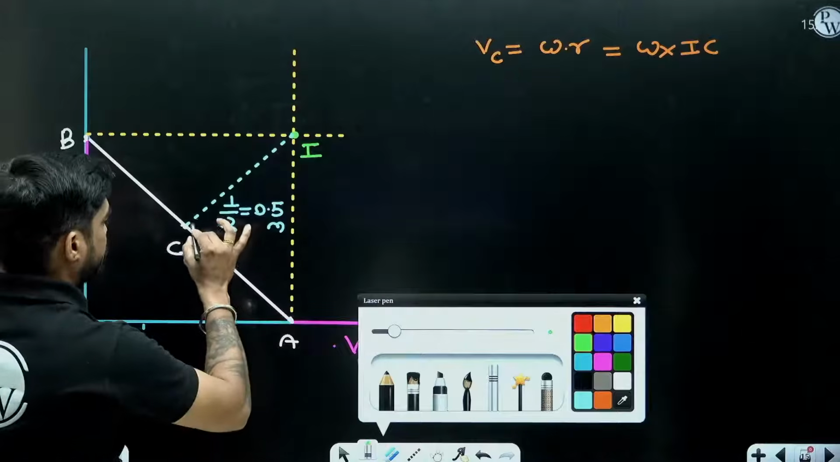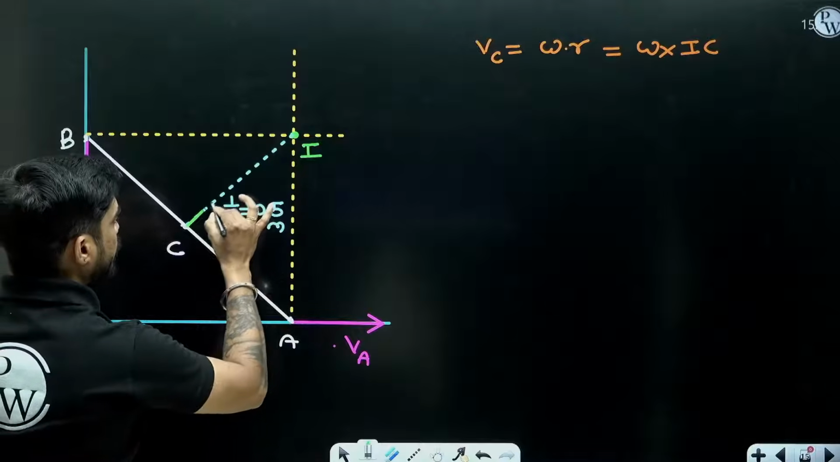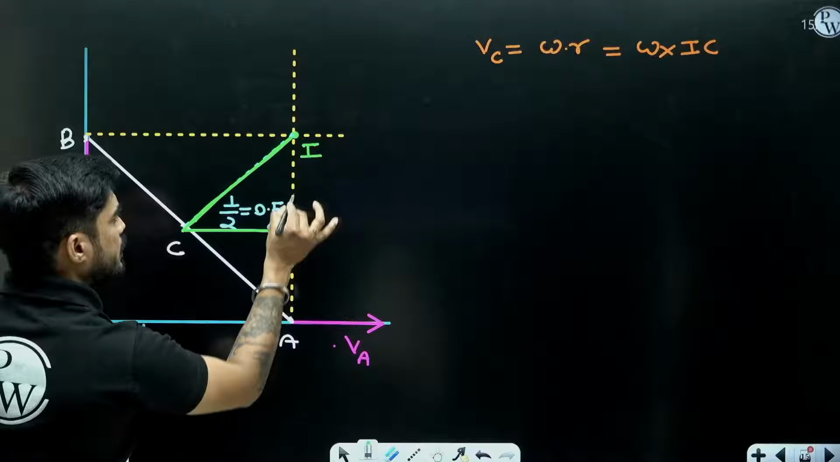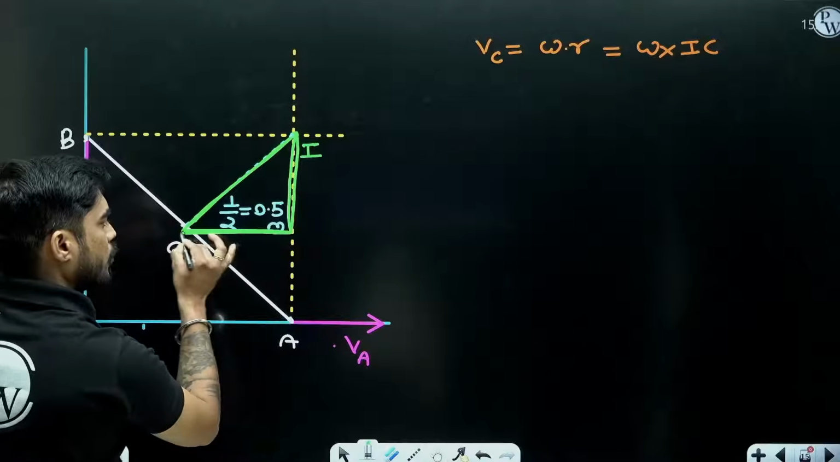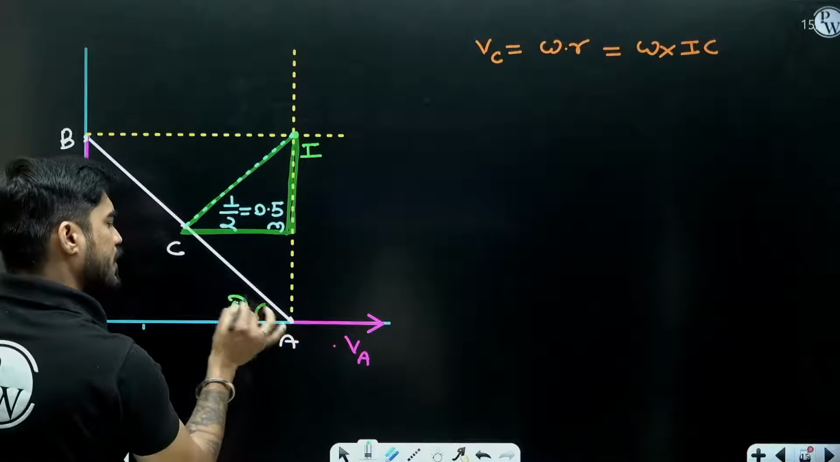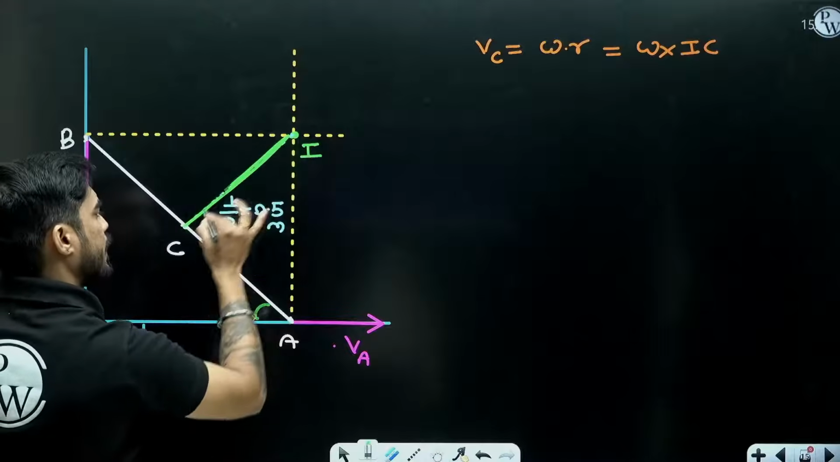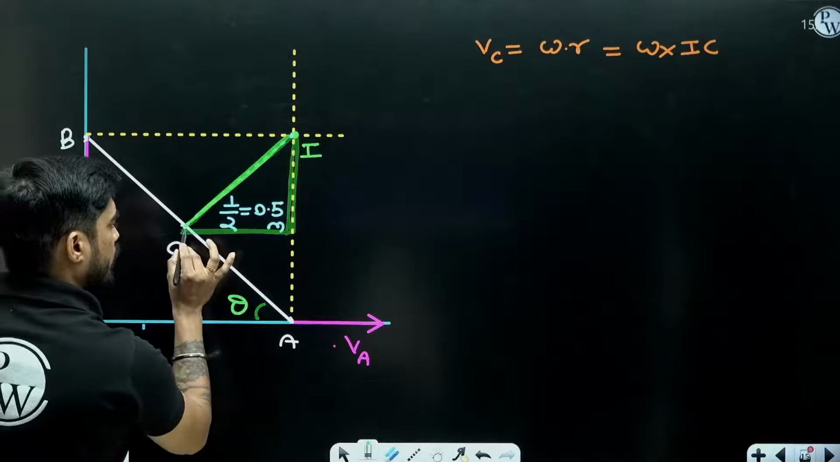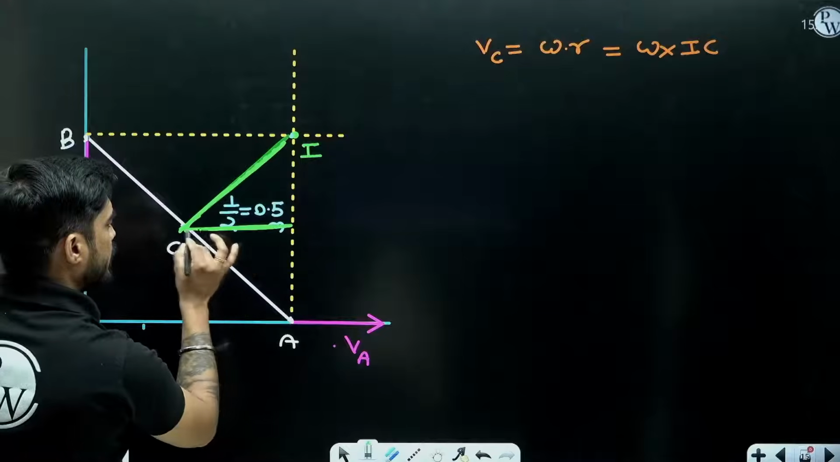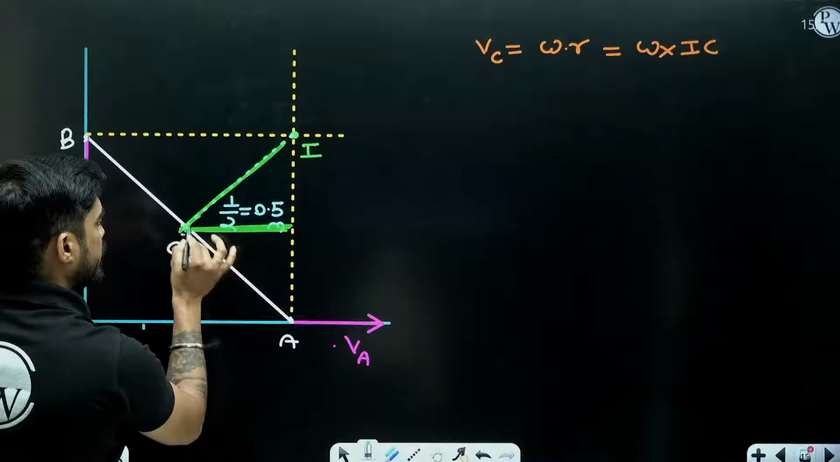Understand. Okay, see, if I want to find this line, I will make a triangle like this. Okay, whatever this angle is, it doesn't matter, it will always be the same. Now understand, let's say this is the center, na?